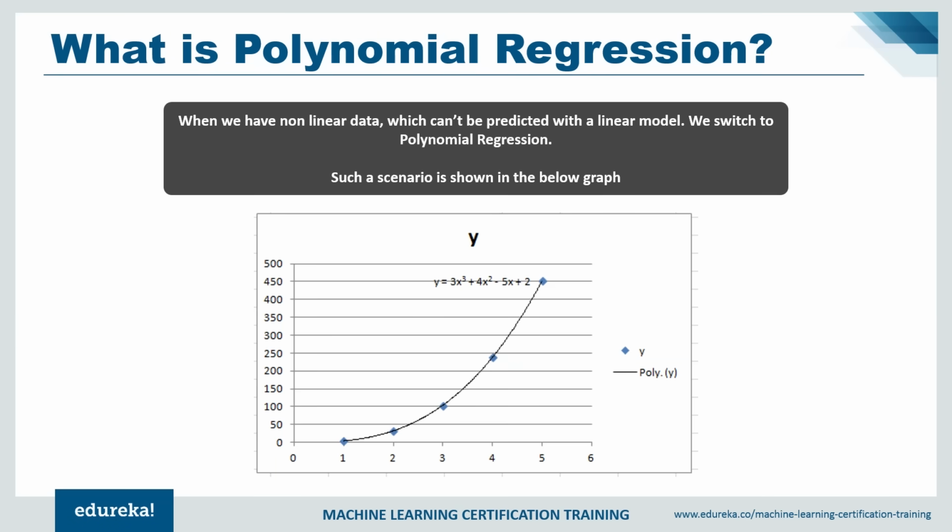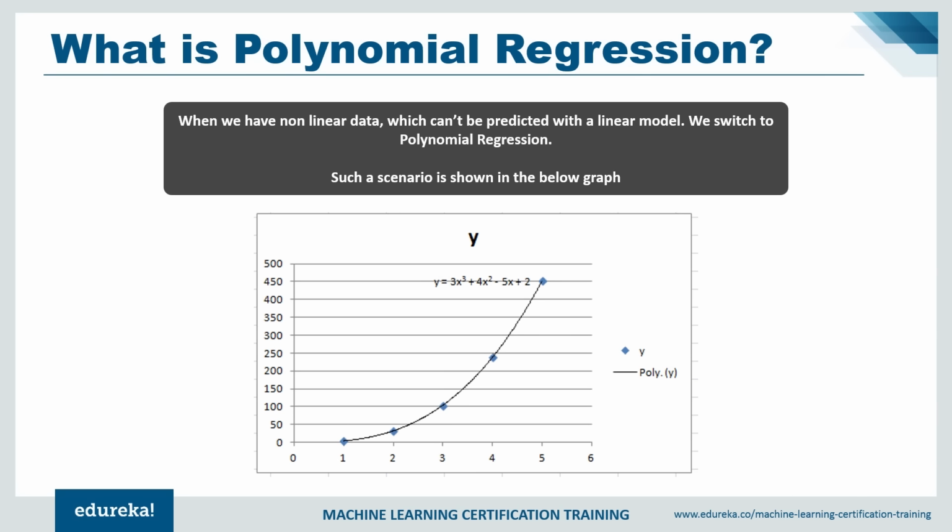So similarly, we have polynomial regression also. When we have nonlinear data which cannot be predicted with a linear model, we switch to polynomial regression. Now such a scenario is shown in the below graph. As you can see here, we have the equation y equals 3x cubed plus 4x squared minus 5x plus 2. Now here we cannot perform this linearly. So we need polynomial regression to solve these kinds of problems.